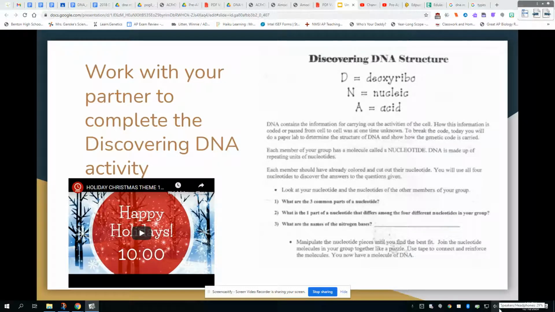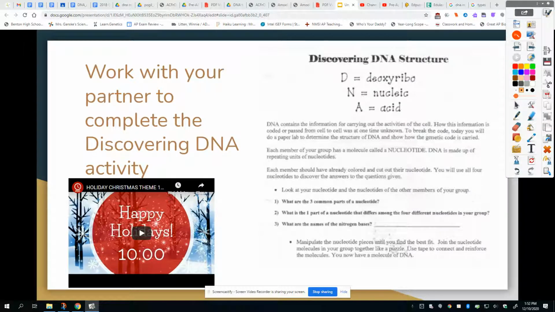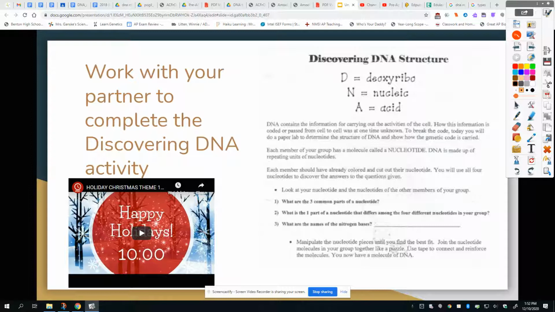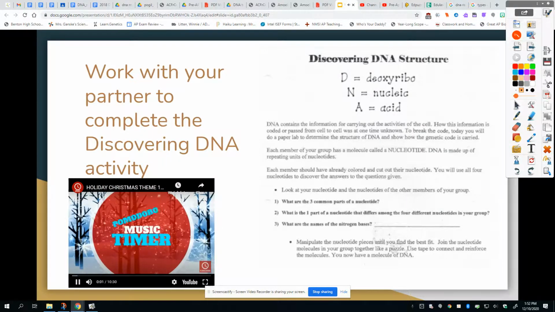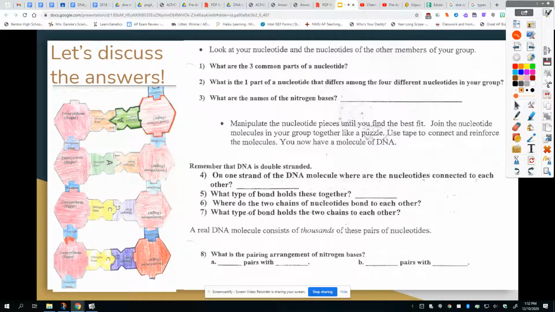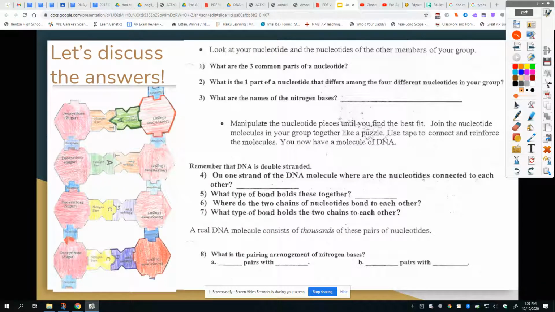All right, guys. So at this point, you should have completed the Discovering DNA Structure activity. So we are going to talk about this and go through and learn about DNA structure as we go. So starting off, you put together a nucleotide and colored it. And if you're at home, you may or may not have done this. But hopefully you can look at the structures and see how they work together.